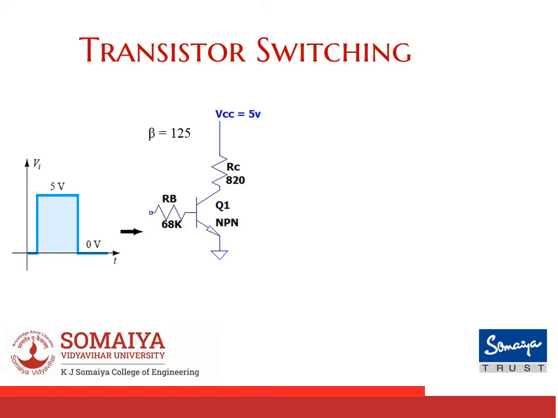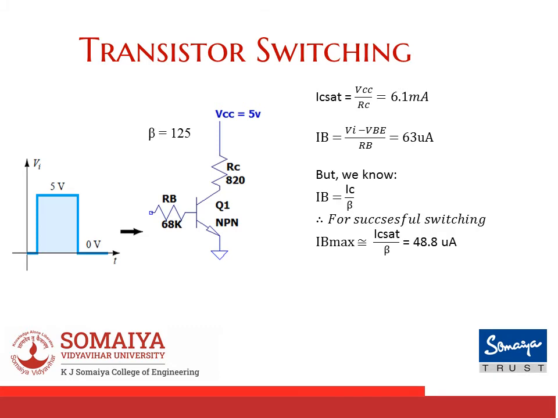Let's look into one numerical for transistors as a switch. The input applied is a pulse varying from 0 to 5 volts. VCC is 5 volts. RB and RC values are 68 kilo ohms and 820 ohms respectively. And the current gain for this circuit is equal to 125. Let's start. So IC saturation we know is equal to VCC by RC, which comes out to be 6.1 milliamperes. Next, we calculate IB by applying KVL in the input loop, which gives me VI minus VBE upon RB, which comes out to be 63 microamperes.